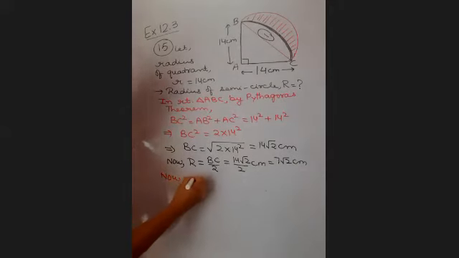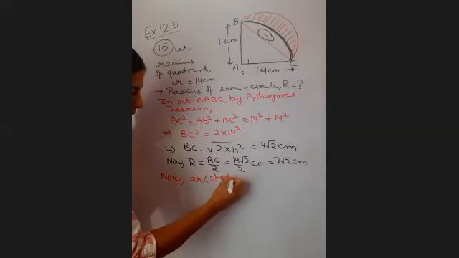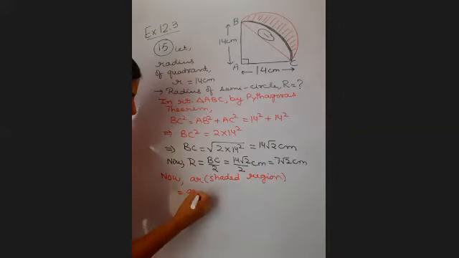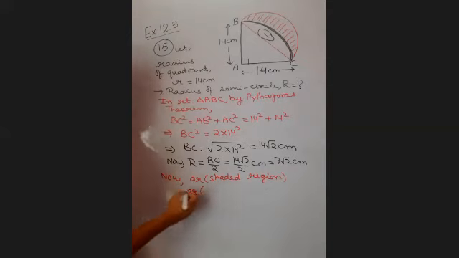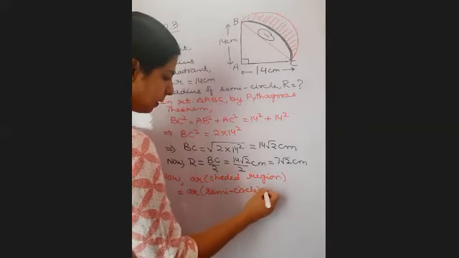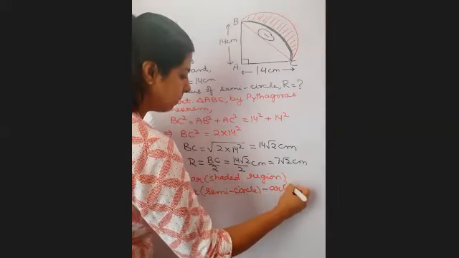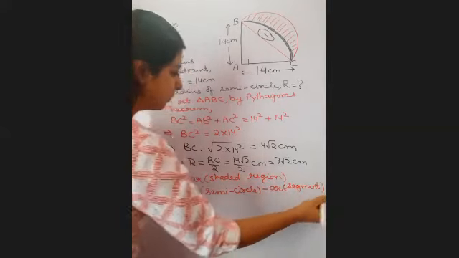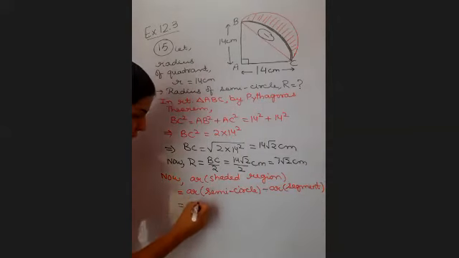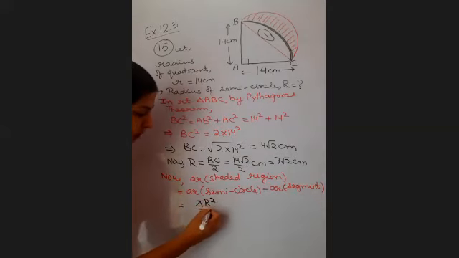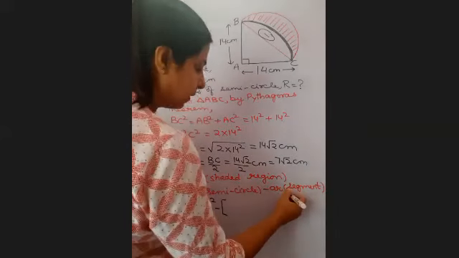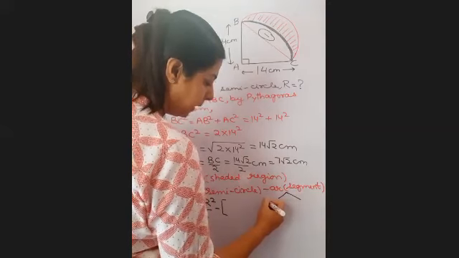Now, area of shaded region equals area of semicircle minus area of segment. Area of semicircle would be pi capital R square by 2. And then the area of segment, how is it divided further? How to obtain the area of segment?